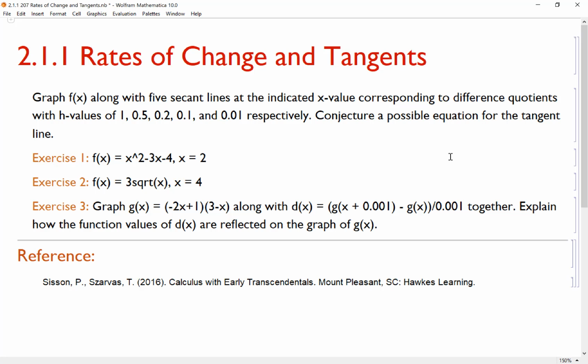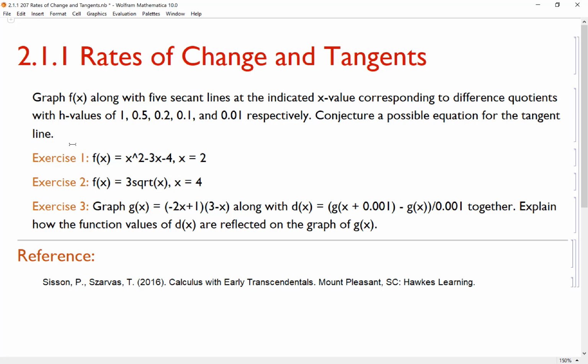And what we want to do here firstly is take this function f and graph 5 secant lines, and we're going to use the difference quotients with different corresponding h values. We have a list of them here, and from that we're going to see if we can get a possible trend of slopes to help us derive a slope of the tangent line so that we can come up with an equation of a tangent line.